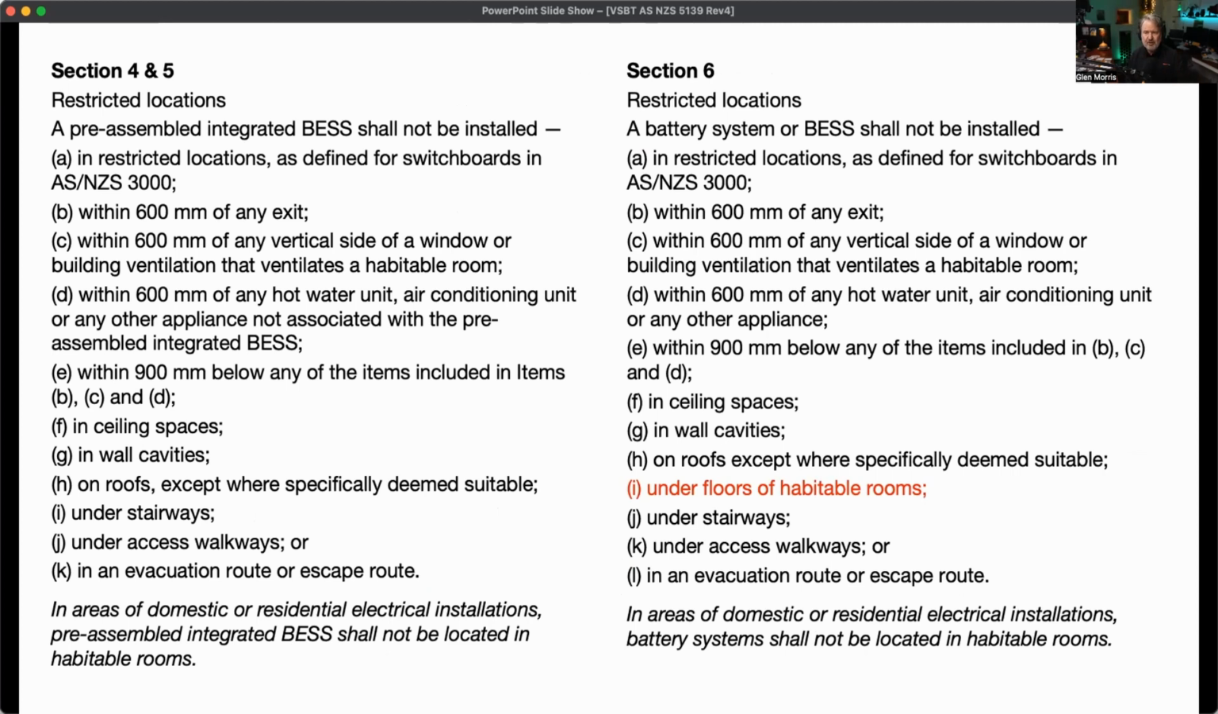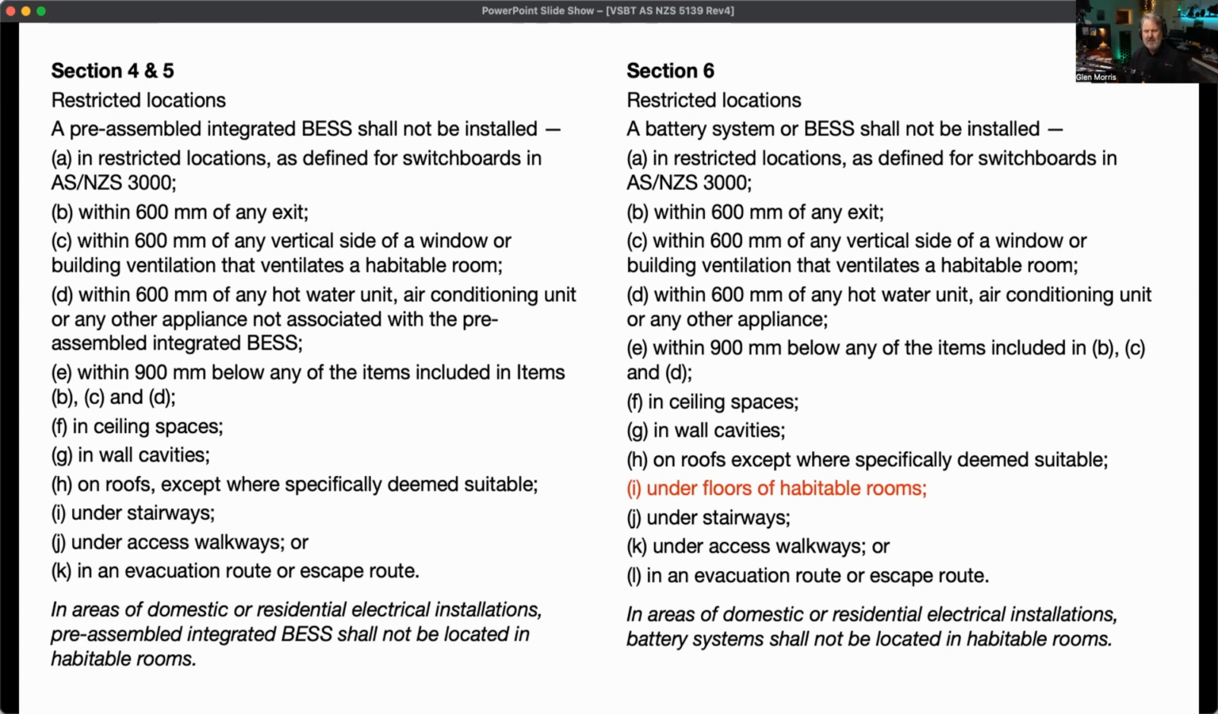Those are all the restrictions on top of being a Section 4 or 5 battery, which is supposed to be a safer one. You can't put them near exits, under windows that ventilate habitable rooms, next to appliances like hot water services or air conditioning, in ceiling spaces or wall cavities, or on roofs that aren't deemed suitable. That's probably a loading issue. Under stairways or access walkways is causing a bit of grief.